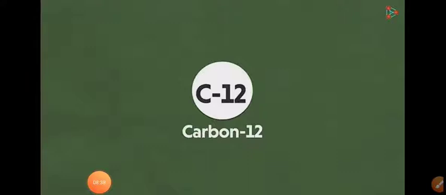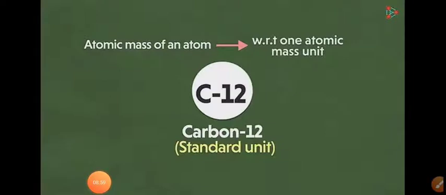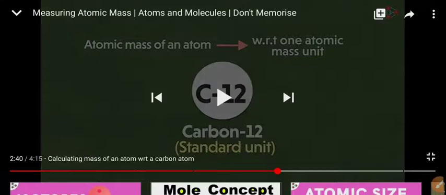To find the mass of an atom, we consider carbon 12 as a standard. In 1961, the carbon atom was selected as the reference atom. On this scale, the relative mass of a carbon atom was accepted as 12. So, the atomic mass of an atom was calculated with respect to 1 atomic mass unit.